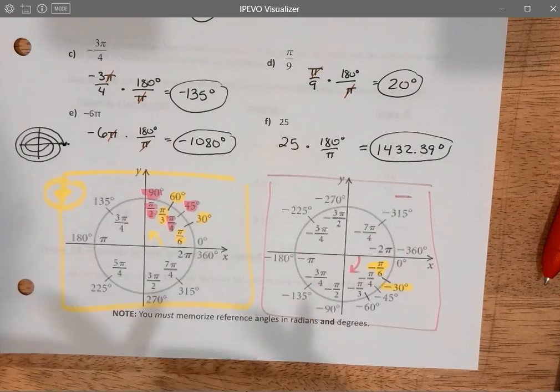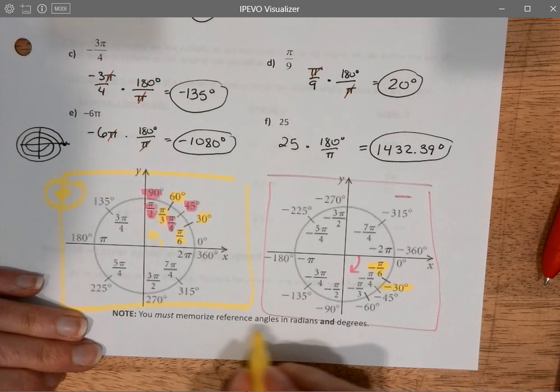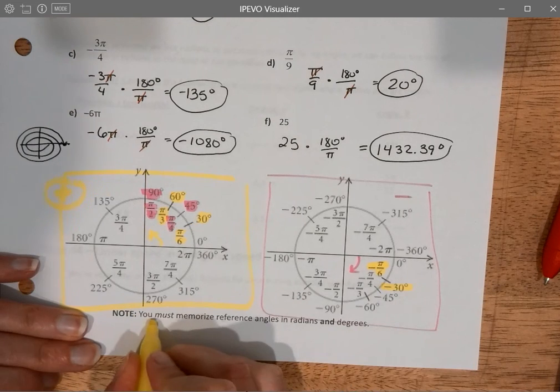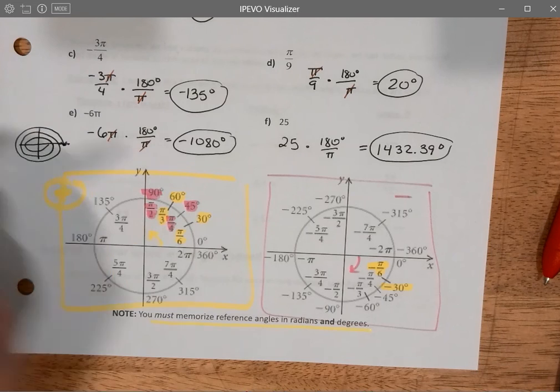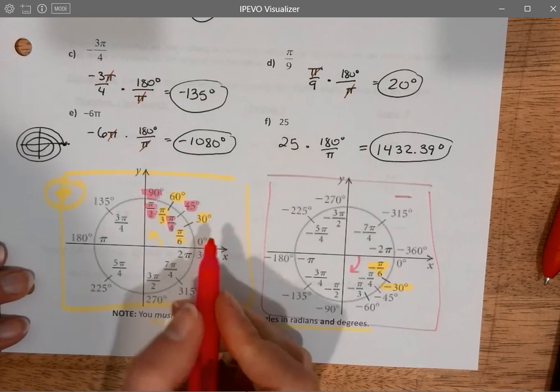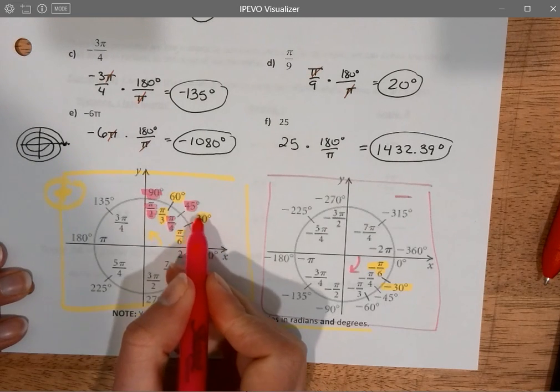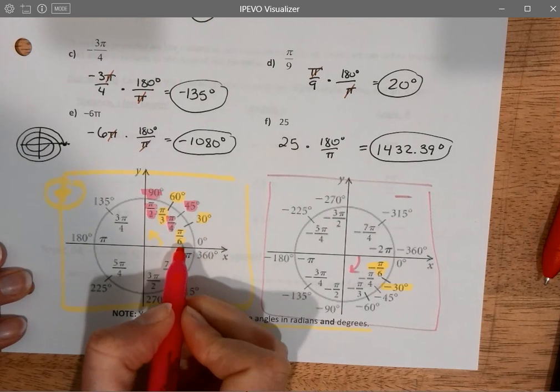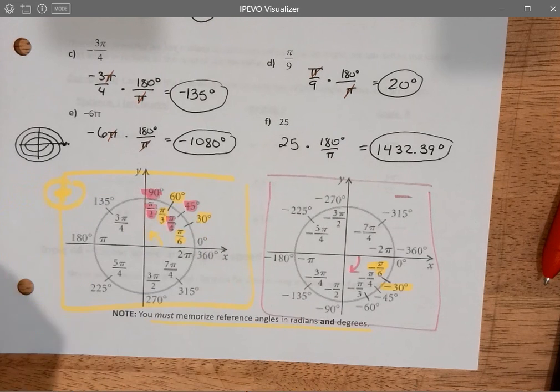Note at the bottom right here, we must memorize reference angles in radians and degrees. So those charts that we have memorized in degrees, we are going to have to memorize in radians as well. We're going to need to be able to convert back and forth between them. We're going to need to know what the common ones are. The common degree angles were 30, 60, 90, 45. They're going to be pi 6, pi 4, pi thirds, pi halves in radian measure, and we have to know those.